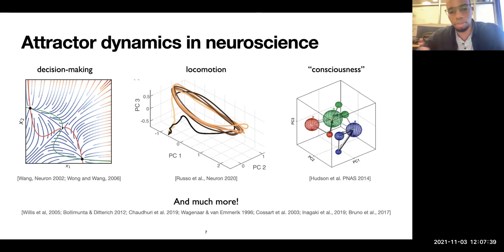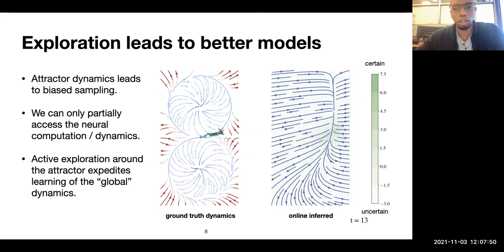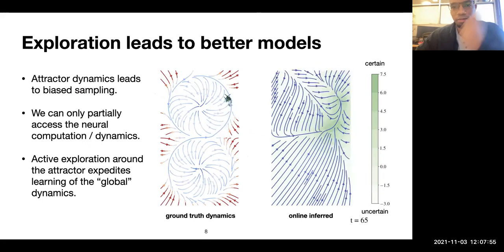And of course, these are just 3 examples. There are a ton of examples in neuroscience where dynamics and attractor dynamics are everywhere. And so if we had an algorithm that could explore these dynamical environments, then we can start doing a bunch of cool things. So one important application of exploration is system identification.